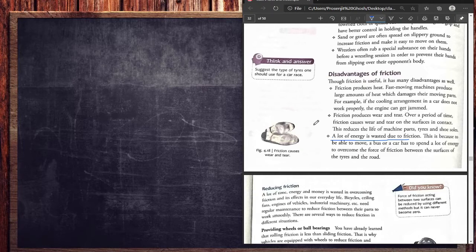Okay. Another one, friction produces wear and tear. Obviously, as the surface is rough, wear and tear can happen due to friction. And finally, last, friction produces heat. I just told you right now. So these all are disadvantages of friction.